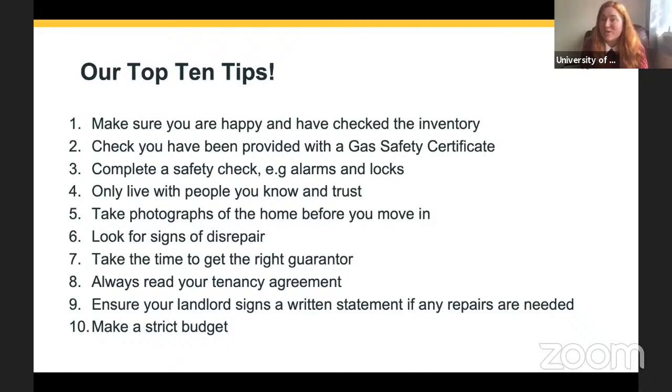And ensure that as soon as you're there, if there is anything wrong that needs to be repaired, get your landlord to sign a written statement saying that they will make sure that the home is repaired to satisfactory standards before you move in. And please don't get any accommodation that you can't afford. A lot of people enter into these tenancy agreements thinking, I'll have a part-time job while I'm at uni, so I'm going to upgrade to the studio. But, you know, just make sure that you're being very, very practical about where you're moving.